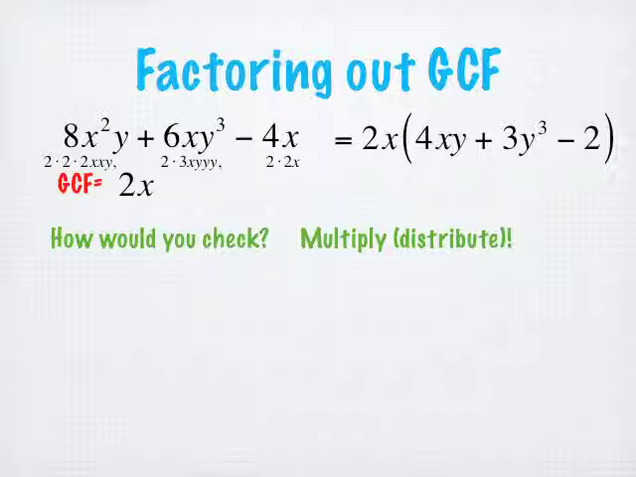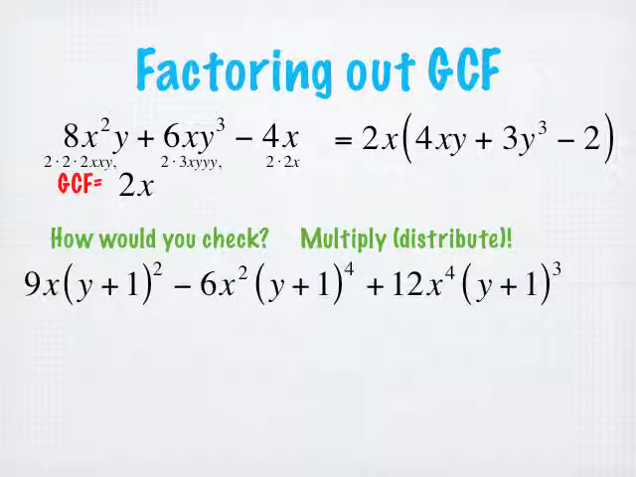It doesn't take long. Say 2x times 4xy, 2 times 4 is 8, yep, that works. x times x is x squared, y, so the first term matches perfectly. Then 2x times 3y cubed, 2 times 3 gives me 6, then the xy cubed, that matches perfectly. Then 2x times negative 2, that also gives me negative 4x. So just take a second and mentally go back through and distribute it to make sure you've done it right.